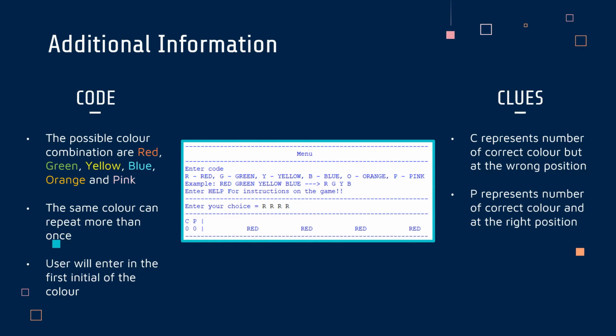For the code, there will be a total of 6 possible colors, which are red, green, yellow, blue, orange, and pink. But do keep in mind that the same color can also repeat more than once. To enter your choice of color, do enter the first initial of the colors. For example, as seen in the picture, the letter R is entered to represent the color red. Next, the letter C represents the number of correct colors but at the wrong position, whereas P represents the total of correct colors at the right position.